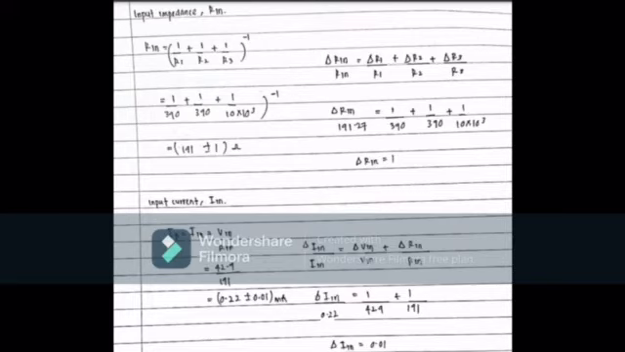Next, we have to calculate the input impedance R in. To calculate R in, we must know R1, R2 and R3. So we must insert R1, R2 and R3 from Figure 1 into the formula: 1 over R in equals 1 over R1 plus 1 over R2 plus 1 over R3. So the answer we get is 191 ohm.